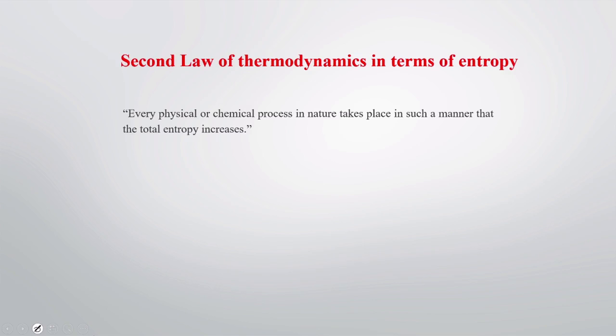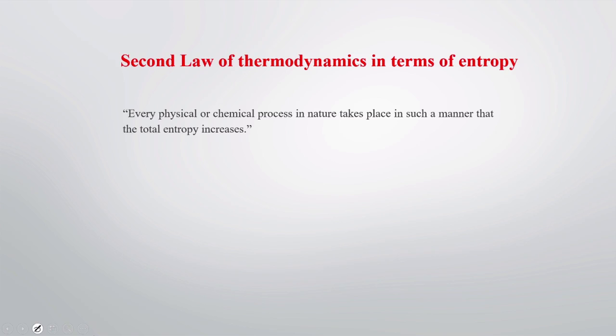Let us see first the second law of thermodynamics in terms of entropy. In terms of entropy, the second law of thermodynamics can be stated as: every physical or chemical process in nature takes place in such a manner that the total entropy increases. This is nothing but the principle of increase of entropy that we have seen in our last lecture. So, what is the second law of thermodynamics? Every physical or chemical process in nature takes place in such a manner that the total entropy increases.